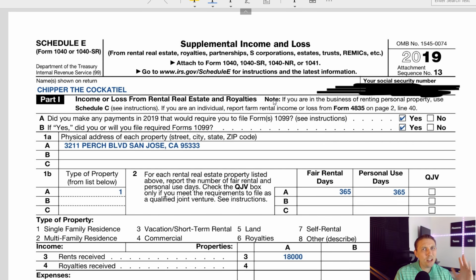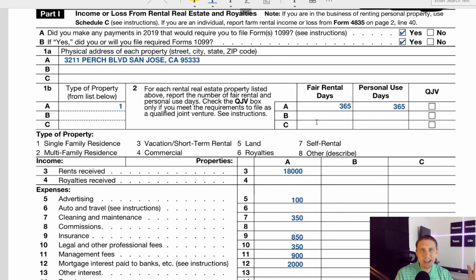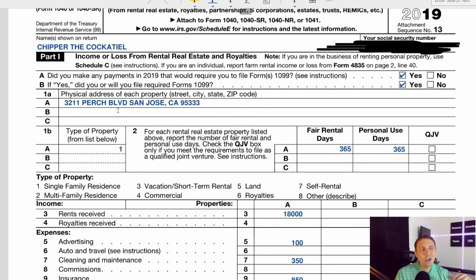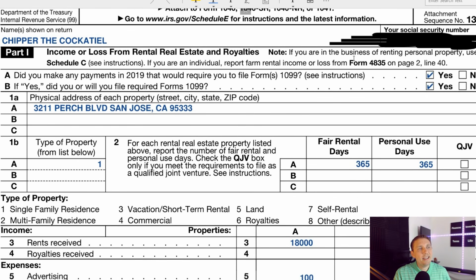And Schedule E is fairly straightforward. I'm not going to go too crazy into the details because I don't want to bore you guys to death, because tax is a very dry subject. But just know the first thing you would list, of course, is the address of your property right here. It's in the first part of the form, Part 1, where it's asking you, did you make payments, or were you required to file Forms 1099?